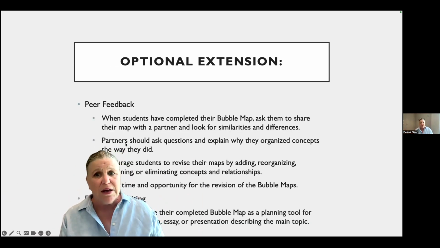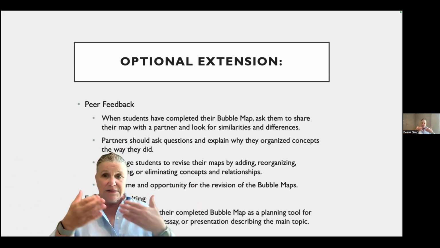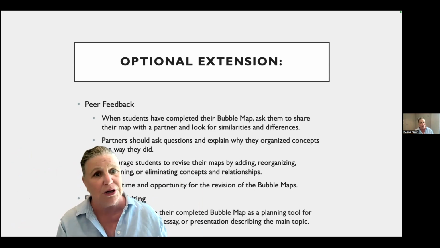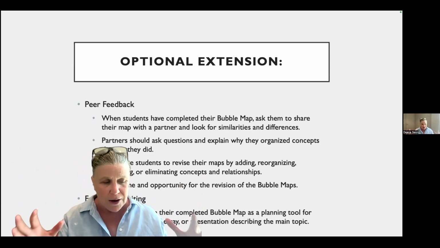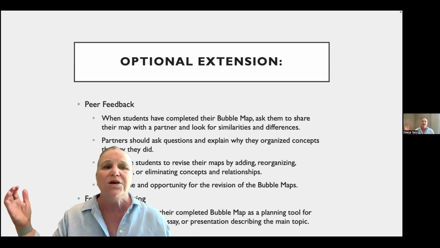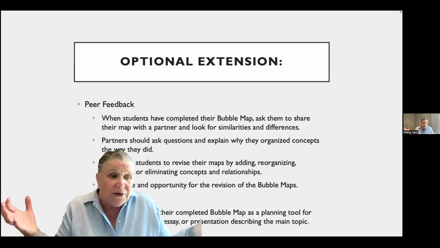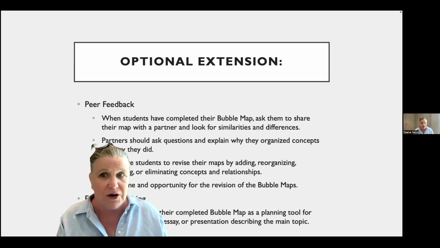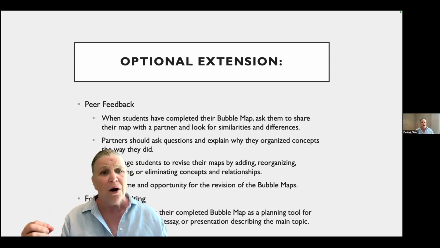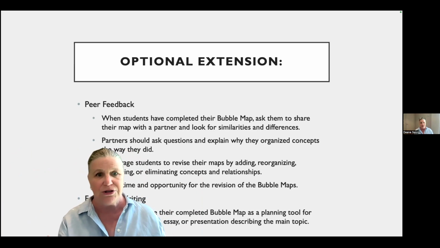And then, of course, if we're looking at this as much more of a task at the analysis level, instead of what was recall or comprehension, right, we're having them analyze the relationship and the categories and organizations of concepts, then we can do some extensions, right? We can get peer feedback from each other because they're going to have different maps and it's going to look different from each other. This is a great opportunity for peer feedback. And then we can also have our students use their bubble map as a planning tool to write a paragraph or an essay or even a presentation.